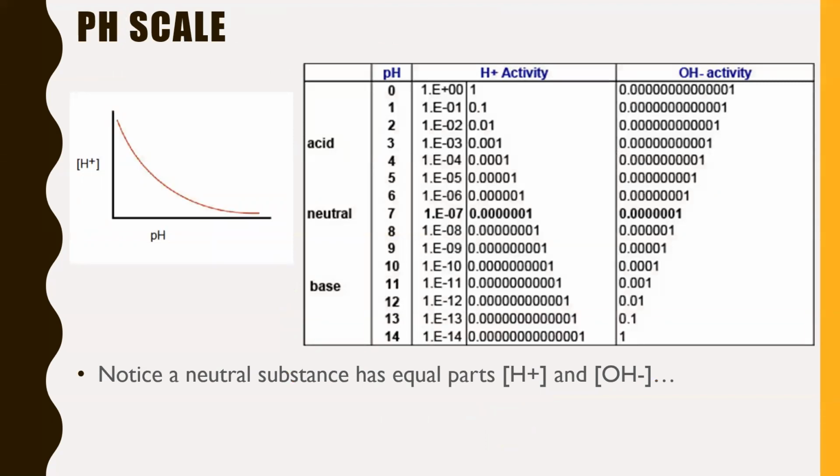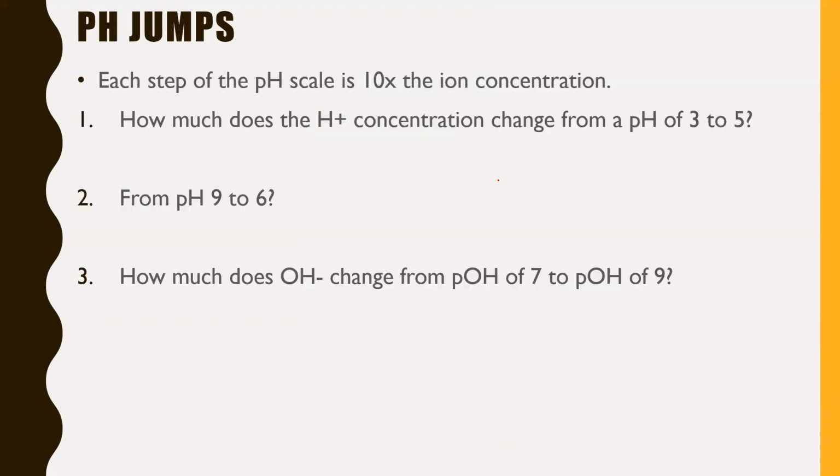Here's a bit of a logarithmic scale if you graph this as a function of pH versus hydrogen ion concentration. Again, it just decreases exponentially. You don't have to worry about this too much. So here's something else we'll do. Each step of the pH scale is 10 times the ion concentration, just like we said. How much does the H positive concentration change from a pH of 3 to a pH of 5?